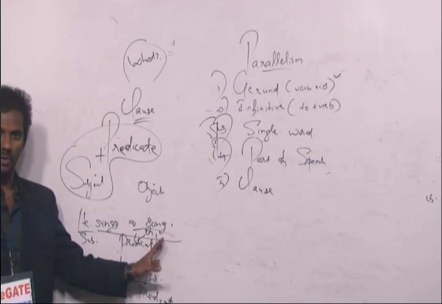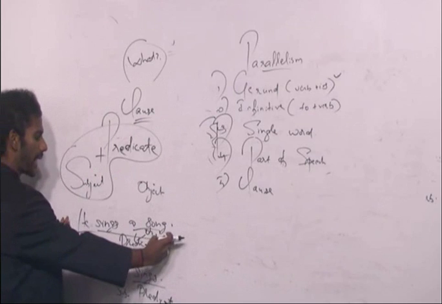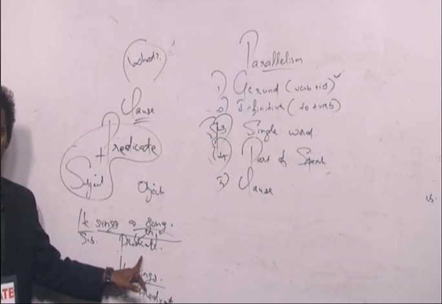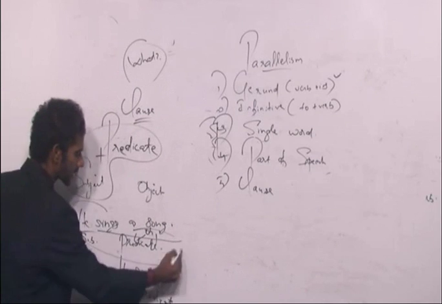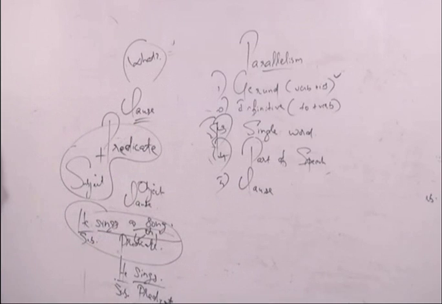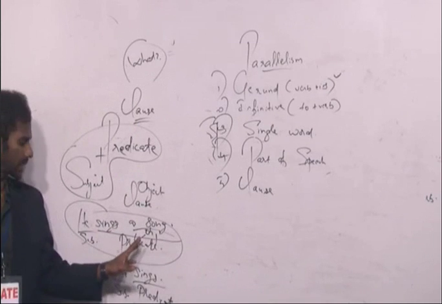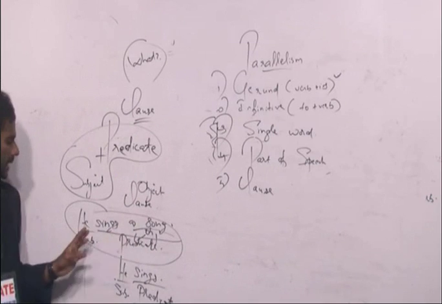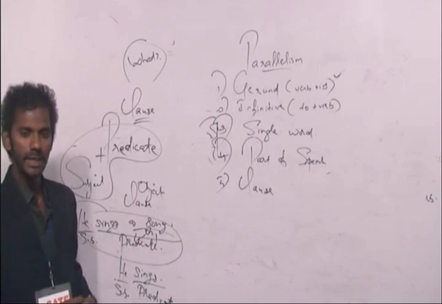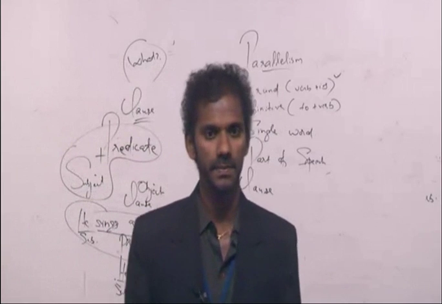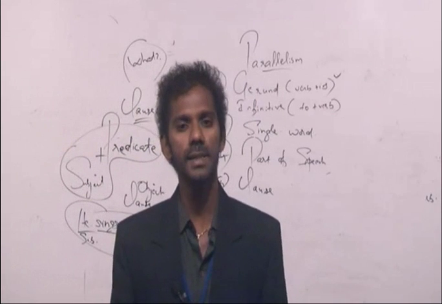He sings a song. This is a part of a sentence containing a subject and a predicate. So I can say this can be termed as a clause. So this whole thing can be termed as a clause. So he sings a song can be termed as a clause as well as a sentence.